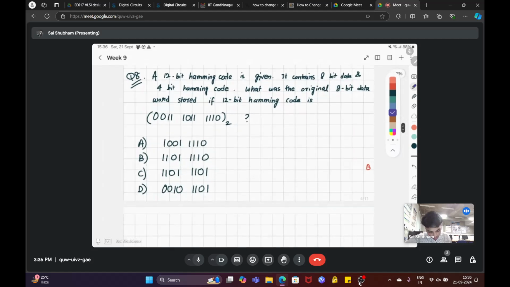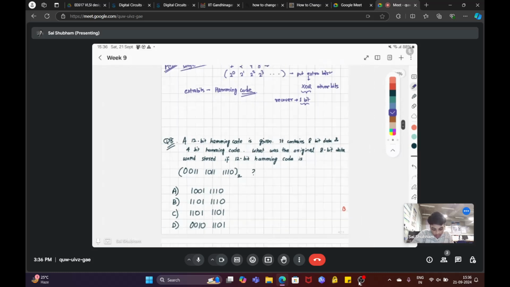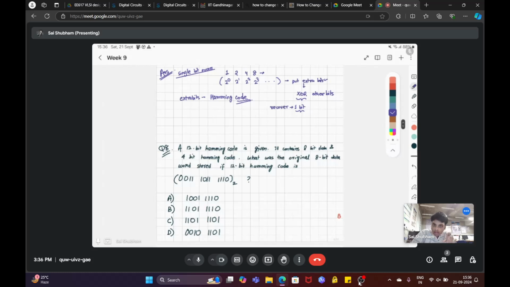So a 12-bit Hamming code is given. It contains 8-bit data and 4-bit Hamming code. What was the original 8-bit data word stored if the 12-bit Hamming code is this? So as I mentioned earlier, the positions of the Hamming code bits are in powers of 2. So you can basically identify which is the Hamming code. You have to separate that Hamming code from the 12-bit Hamming code that is given and provide the 8-bit original data. Okay.